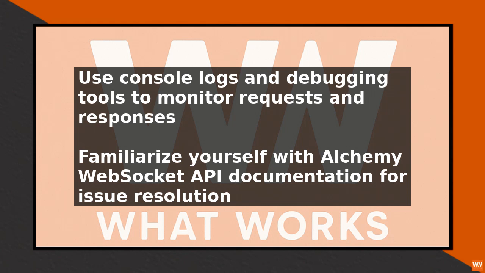In summary, debugging Alchemy WebSocket API requires a systematic approach, starting with setting up a WebSocket client and establishing a connection. Use console logs, debugging tools, and the API documentation to identify and resolve issues. By following best practices and staying informed about the API, you can build robust and efficient applications with the Alchemy WebSocket API.